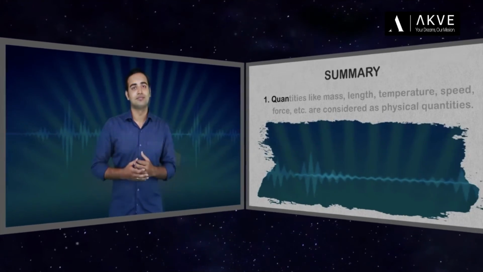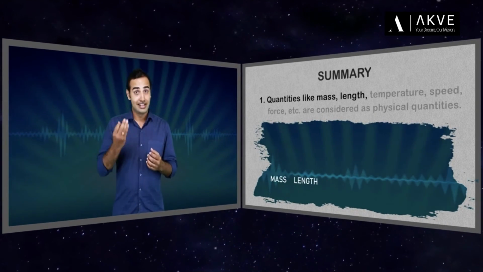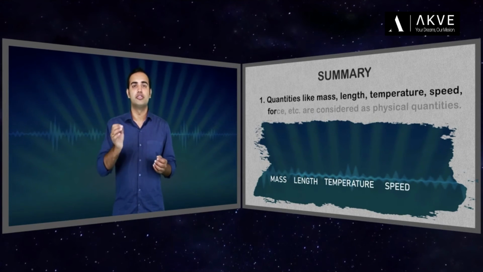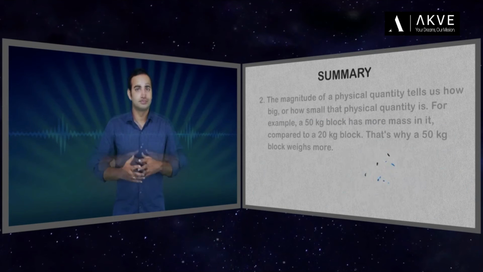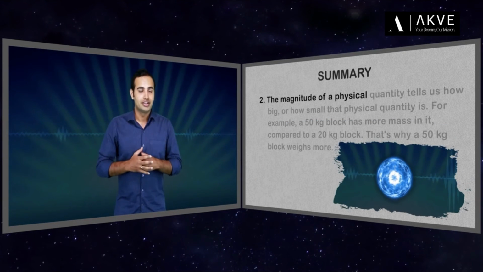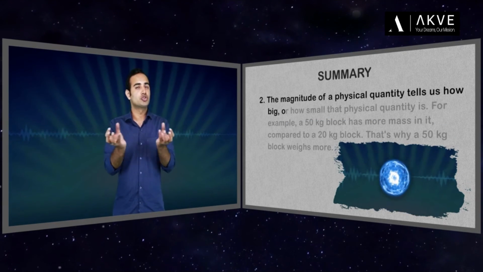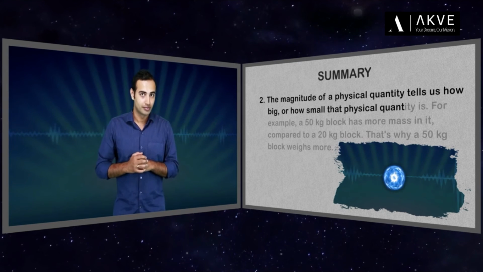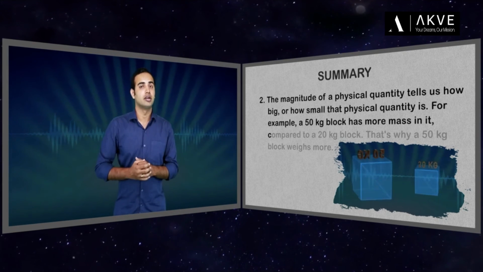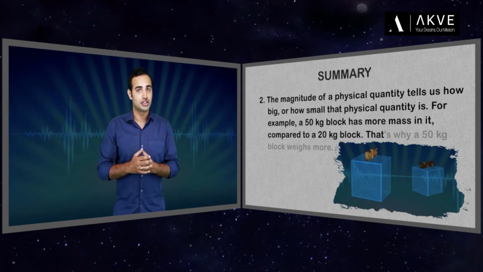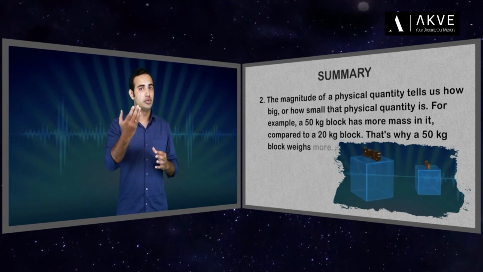And for now, let me summarize what all you learned today. Quantities like mass, length, temperature, speed, force, etc. are considered as physical quantities. The magnitude of a physical quantity tells us how big or how small that physical quantity is. For example, a 50 kg block has more mass in it compared to a 20 kg block. That's why a 50 kg block weighs more.